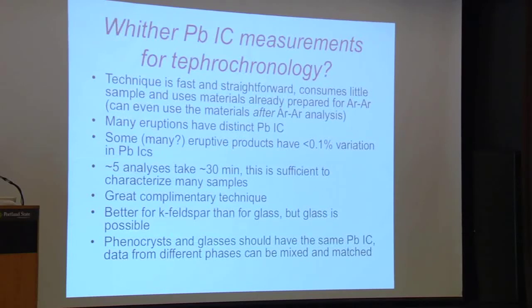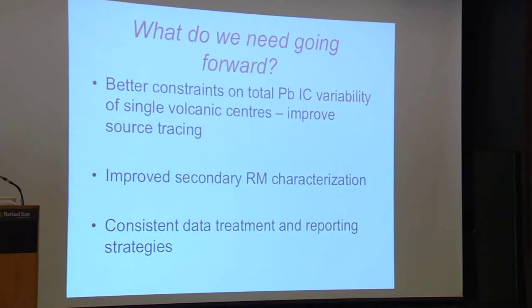And the upside is that phenocrysts and glasses should have the same isotopic composition. It's not something that's discriminated between phases. So you should be able to mix and match phases. So you could measure the lead isotopic composition in feldspars and then in the glass and see, and they should match if they're from the same eruption. Although that's something that needs to be more validated.